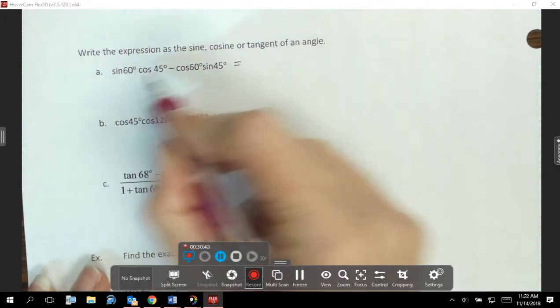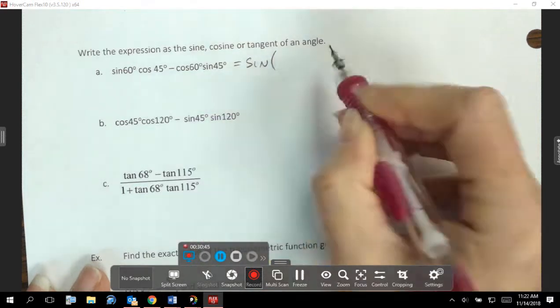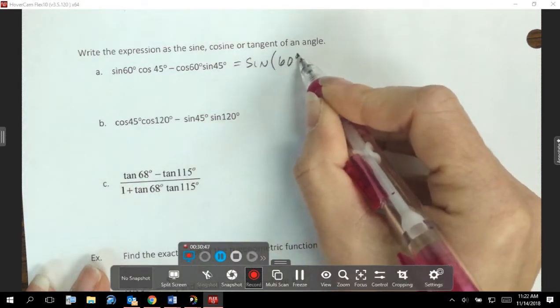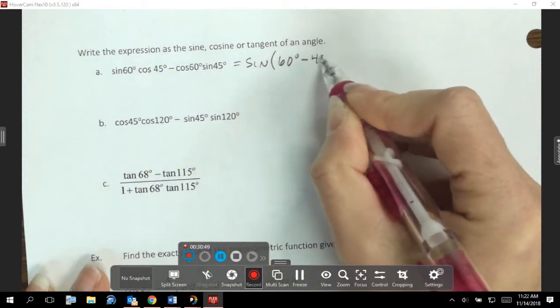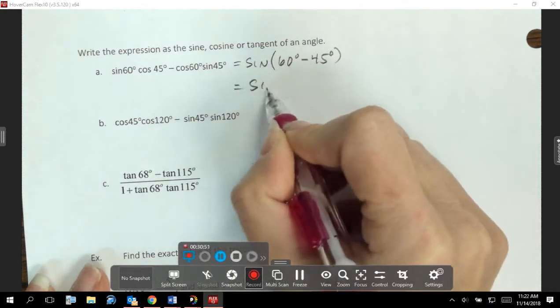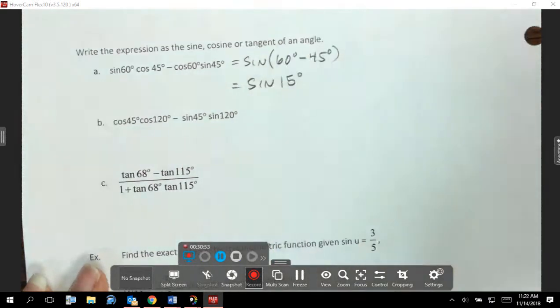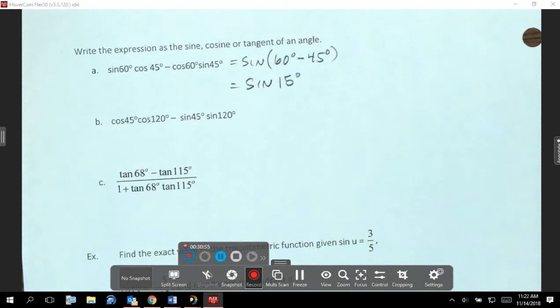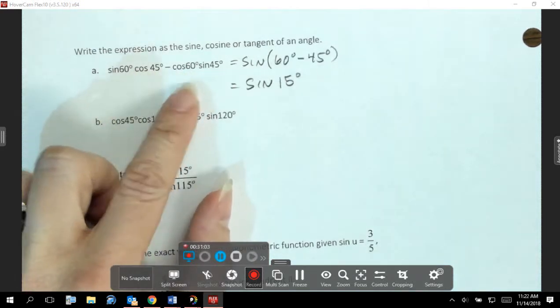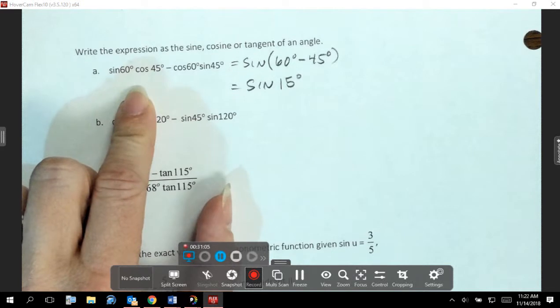Okay, so then we're just going to do sine of 60 degrees minus 45 degrees. So this would be sine of 15 degrees. Now, could you answer that? Is that one we know? If it's not one we know, then we'd actually have to use this thing to answer it, but I'm not asking you to answer it right now.